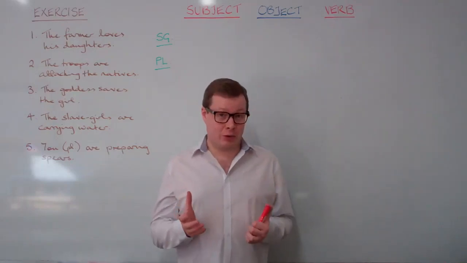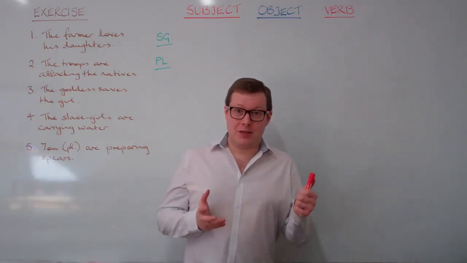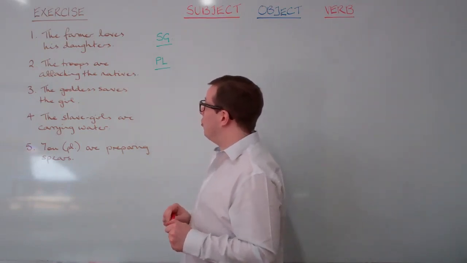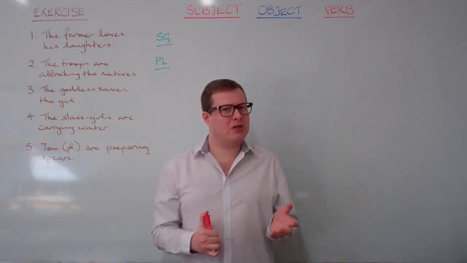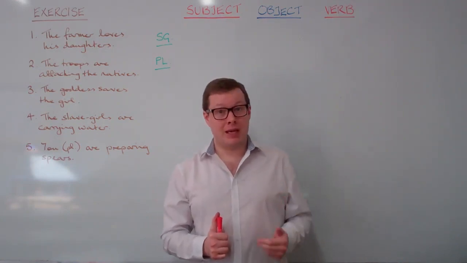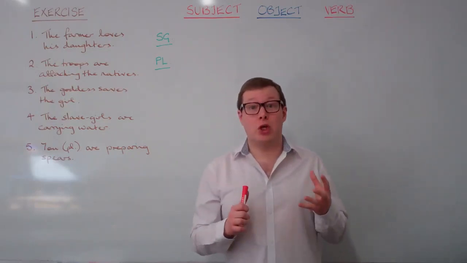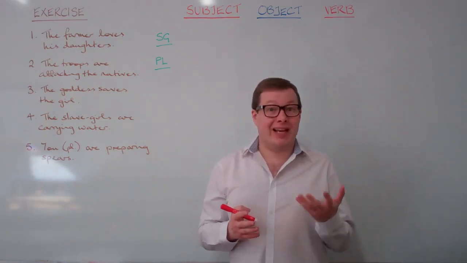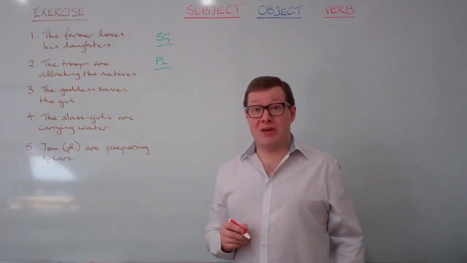We've already encountered the concepts of subject and object. So if we have a look at the first question here, the farmer loves his daughters. The farmer is the subject of that sentence, the person or thing carrying out the action of the verb. Now the subject of the Latin sentence goes into what's called the nominative case, from the word nomen, meaning a name, like a noun. And there are two possible endings for the nominative.